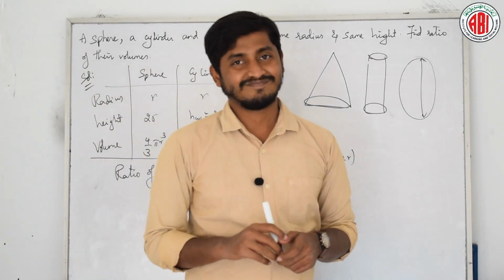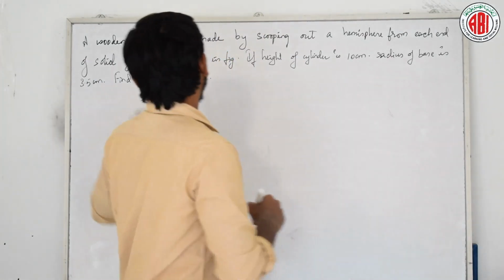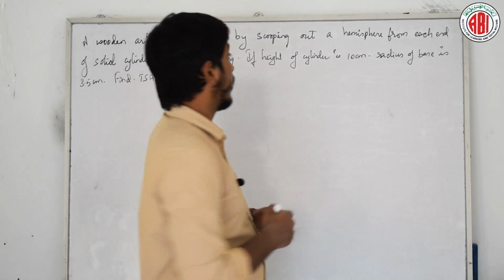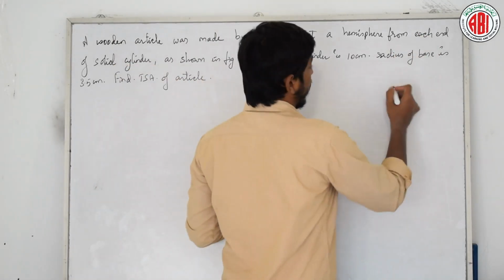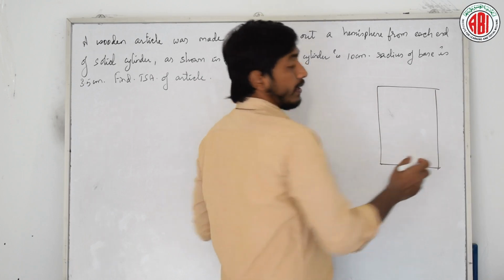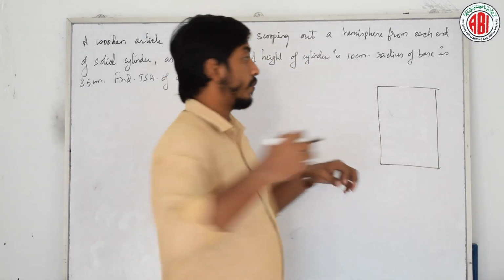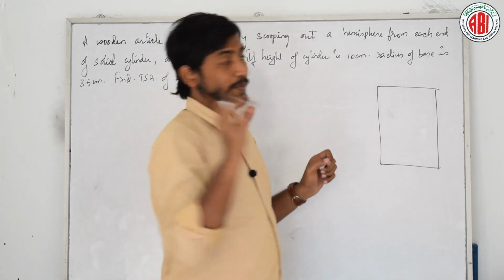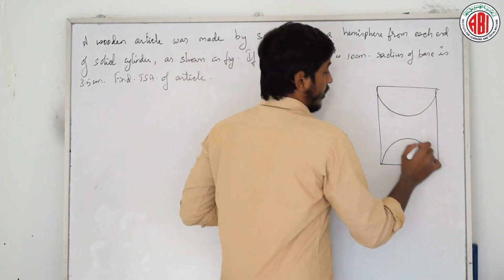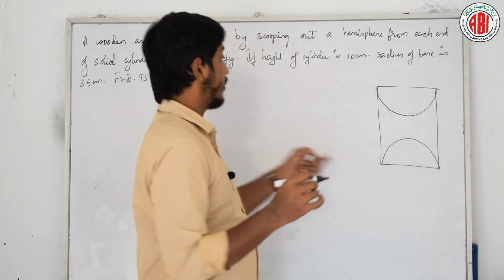Let's do. See here, the question given here: a wooden article was made by scooping out a hemisphere from each end of a solid cylinder. See here, if this is a cylinder, they are scooping it out. Scooping in the sense, you know that ice cream scoop, right? The same scoop will be there here. Fine. This is how the figure is.